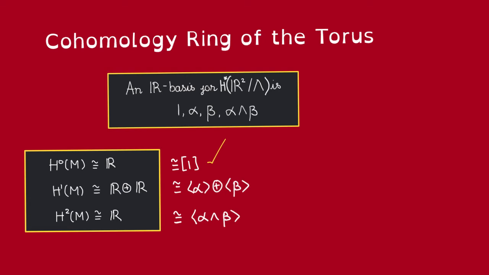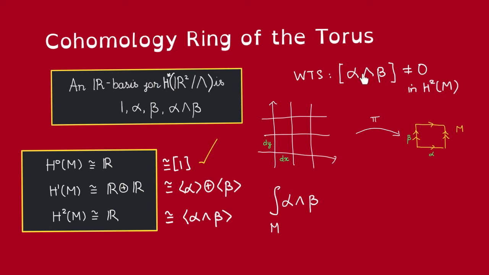Now we want to show that in degree 2, H2 of the torus is going to be generated as a real vector space by alpha wedge beta. Previously we already know that H2 is isomorphic to R, so this really boils down to showing that alpha wedge beta is not the zero class in this cohomology, because any non-zero element of this vector space will span the whole vector space.